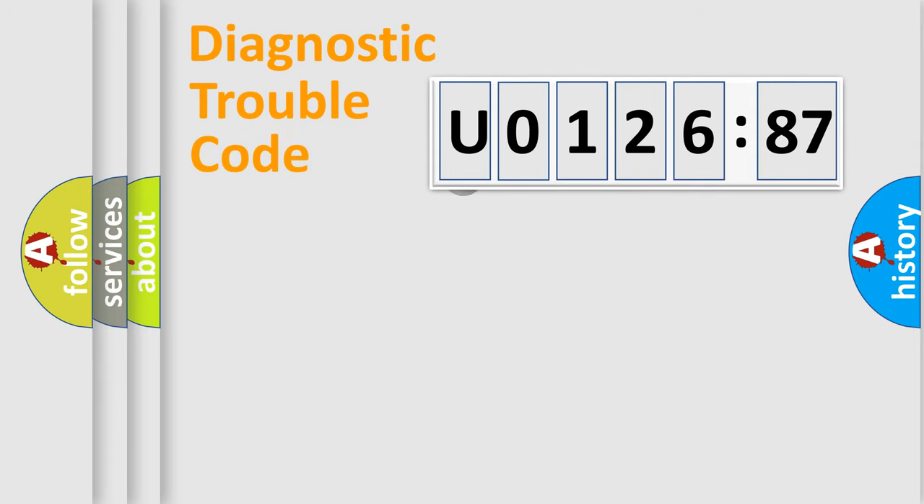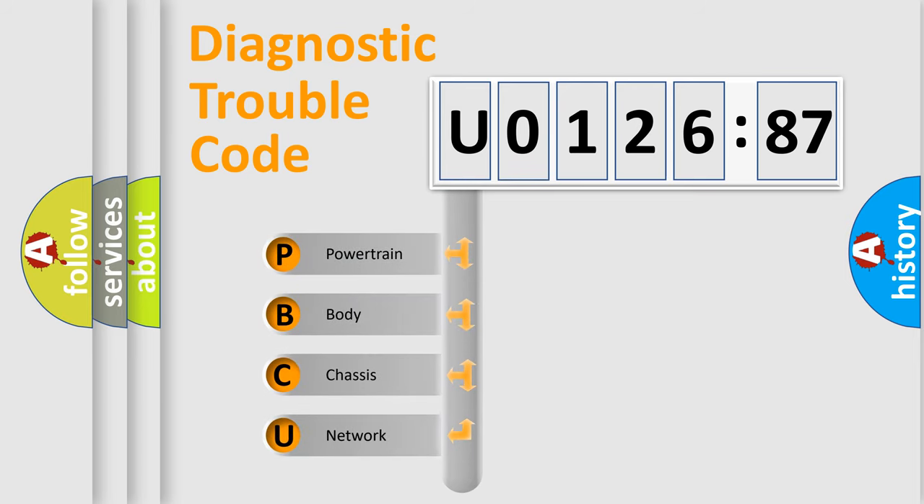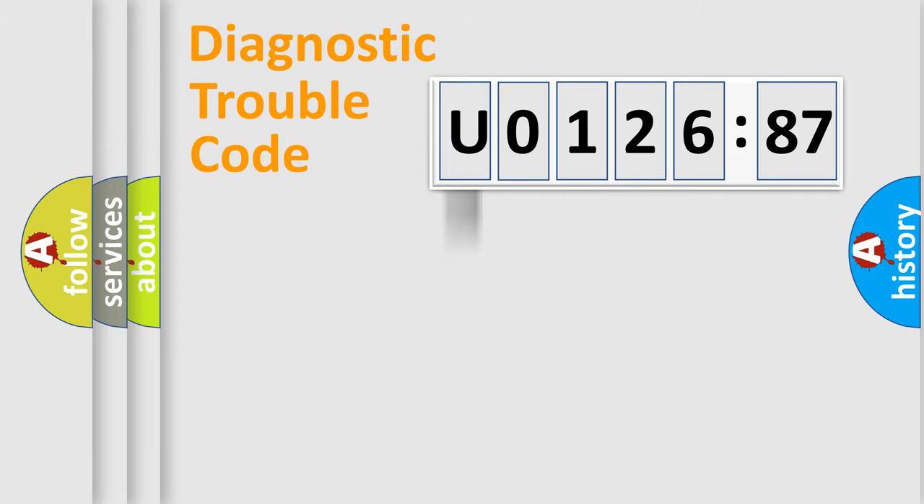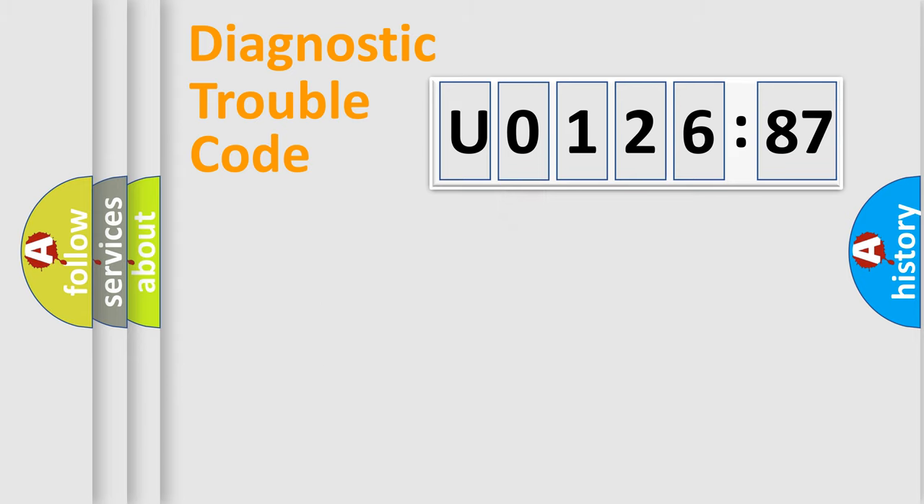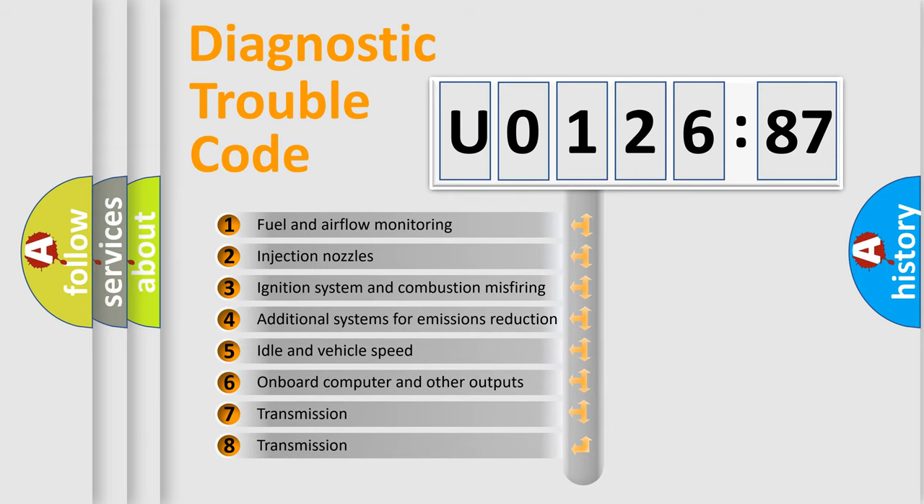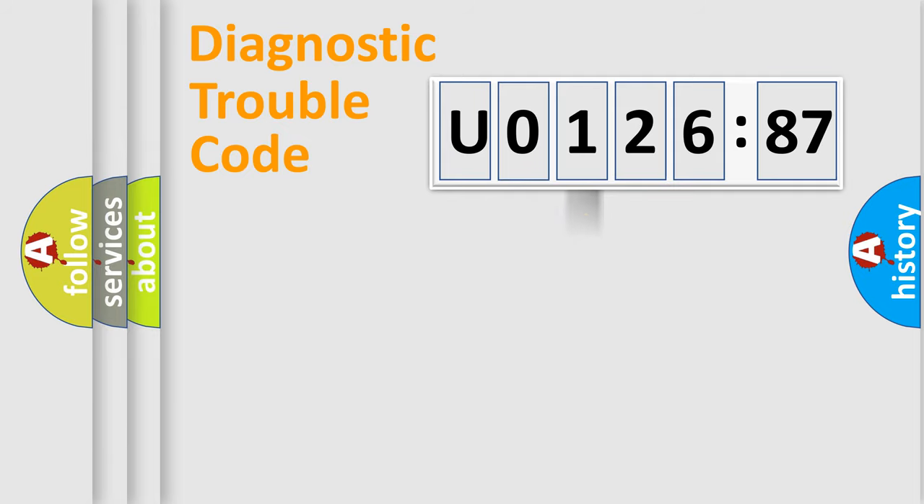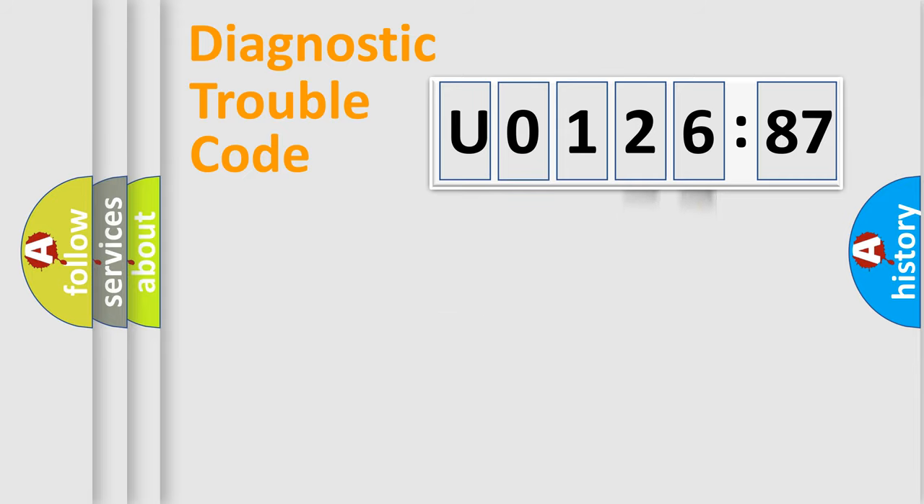Let's do this. First, let's look at the history of diagnostic fault code composition according to the OBD2 protocol, which is unified for all automakers since 2000. We divide the electric system of the automobile into four basic units: powertrain, body, chassis, network. This distribution is defined in the first character of the code. If the second character is zero, it is a standardized error. In the case of the numbers 1, 2, 3, it is a more specific expression of a car-specific error. The third character specifies a subset of errors. The distribution shown is valid only for the standardized DTC code. Only the last two characters define the specific fault of the group.